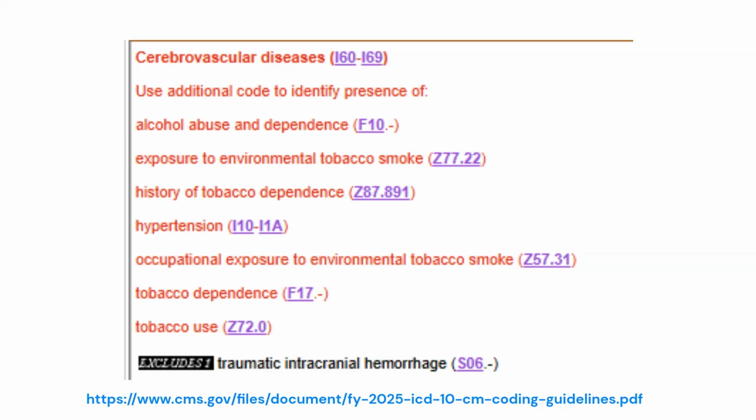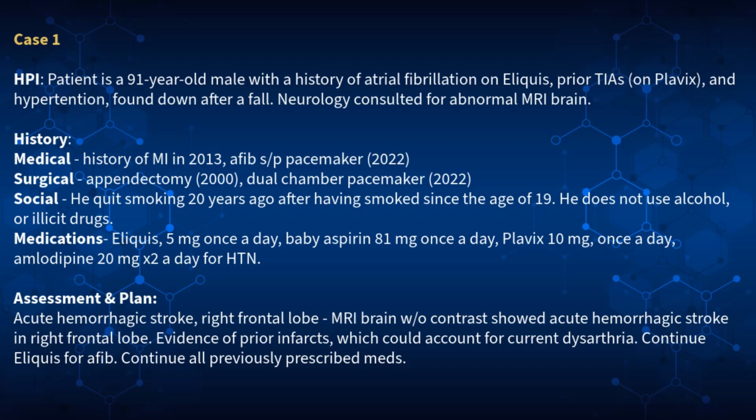This patient has a history of atrial fibrillation and is taking Eliquis to manage this condition. He also has a history of TIAs and is taking Plavix. The documentation also mentions that he has hypertension and takes amlodipine. He is a former smoker and has a pacemaker implant. The provider addresses the hemorrhagic stroke under the assessment and plan, however, does not link the hypertension or the smoking status. Okay, for this scenario, I'm going to look up the code for the non-traumatic right frontal cerebral hemorrhage.